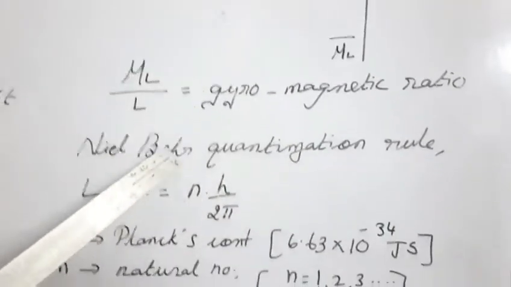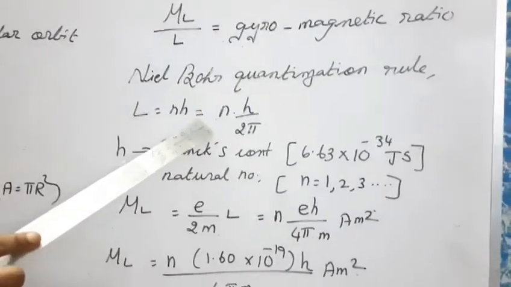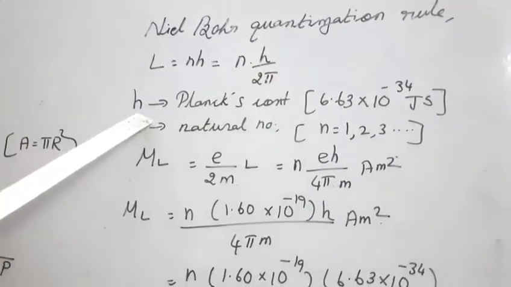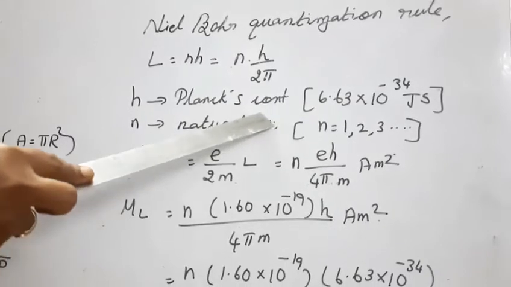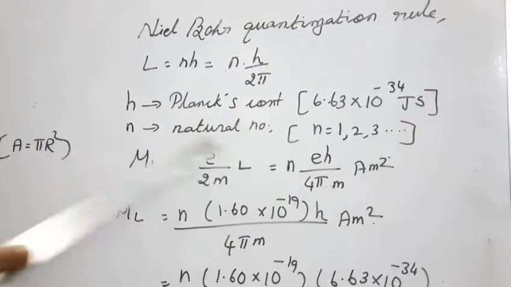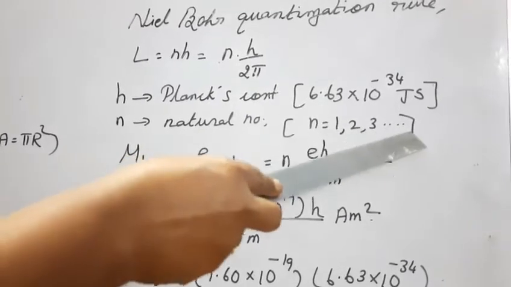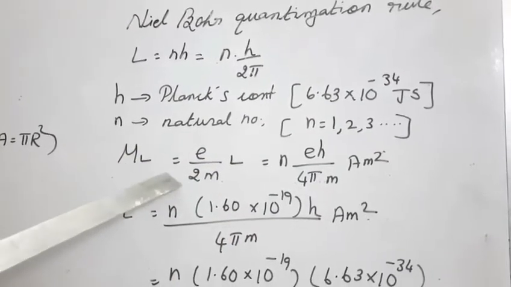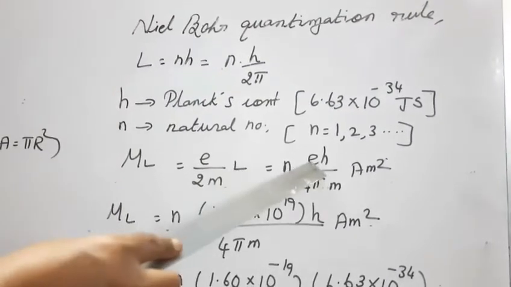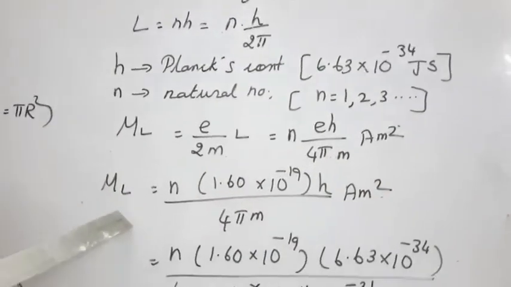And according to Neil Bohr's quantization rule, the angular momentum of the electron L equals nħ, which is equal to n into h by 2π. Here, h is known as the Planck's constant and its value is 6.63 into 10 to the power of minus 34 joule second. And n is a natural number, that is 1, 2, 3, etc. Now, μL equals e by 2m into L, which is equal to n into eh by 4πm ampere meter square.